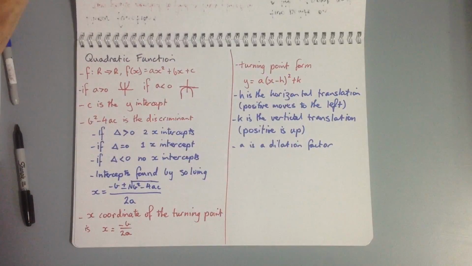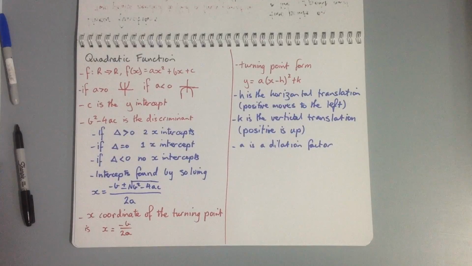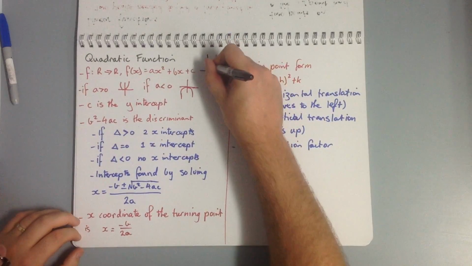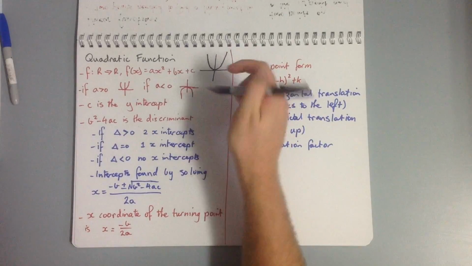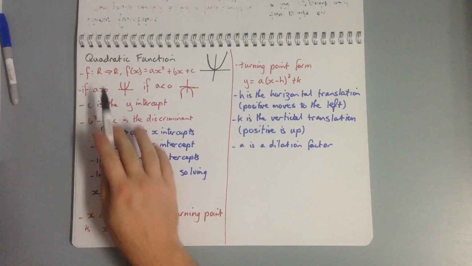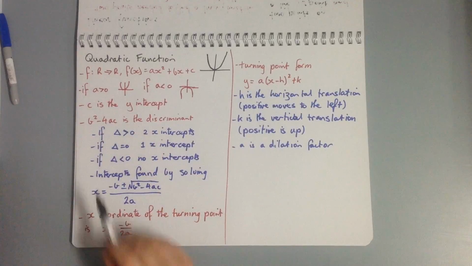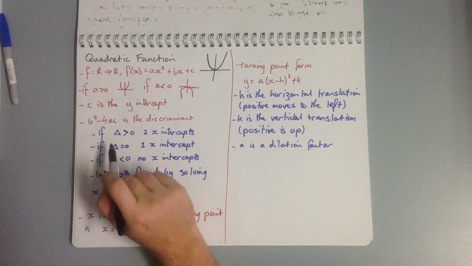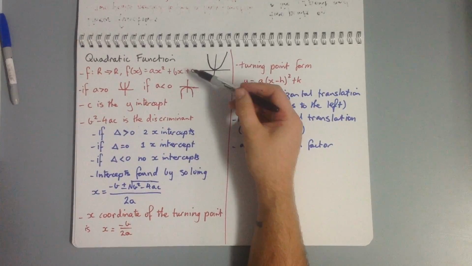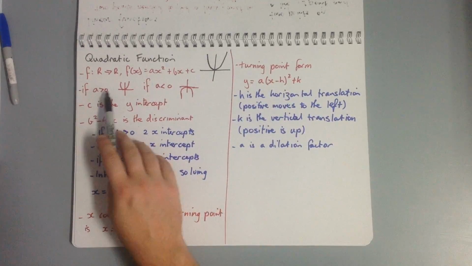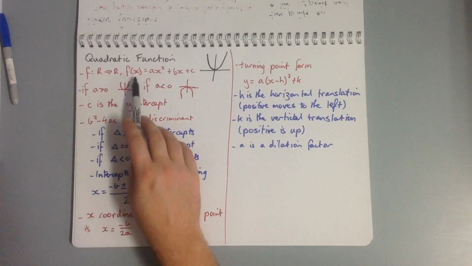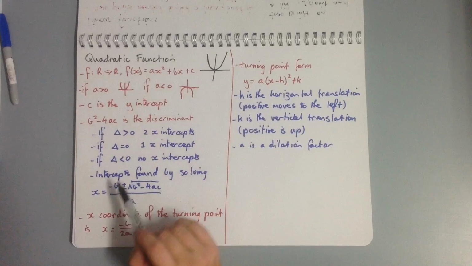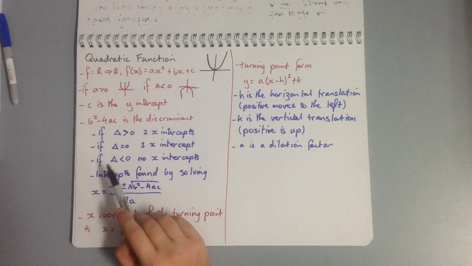For quadratic functions, remember our quadratics are the ones that look like this. It's a parabolic shape. It's defined as going from R to R of f of x equals ax squared plus bx plus c. That's our general form. We say if a is positive, or bigger than 0, then it's going to be like a cup. If a is negative, or less than 0, it's going to be this way. c gives us our y-intercept.